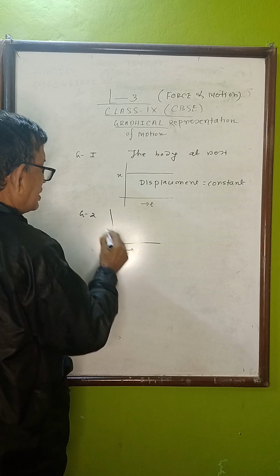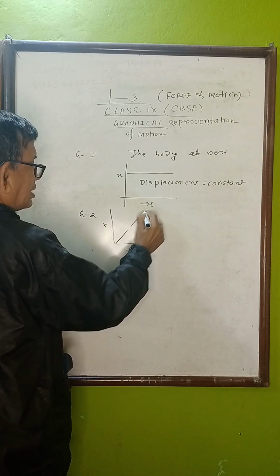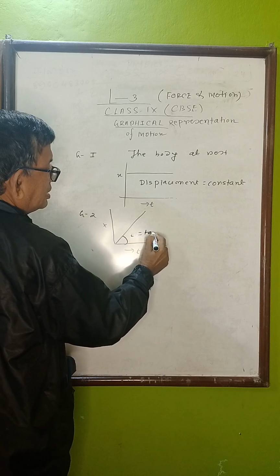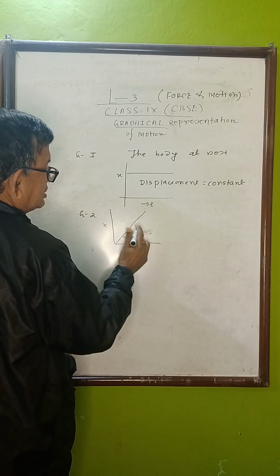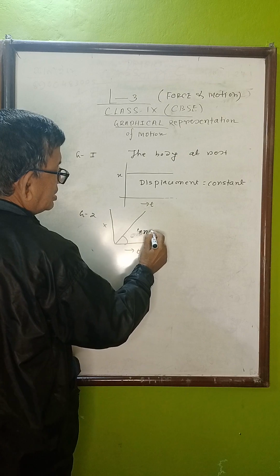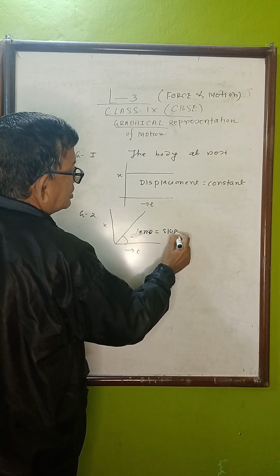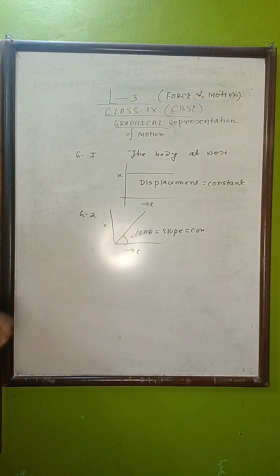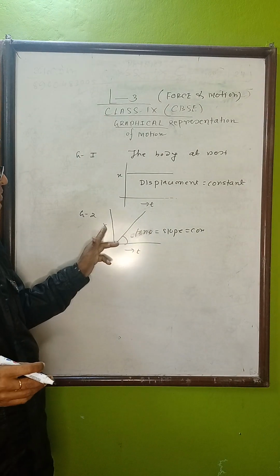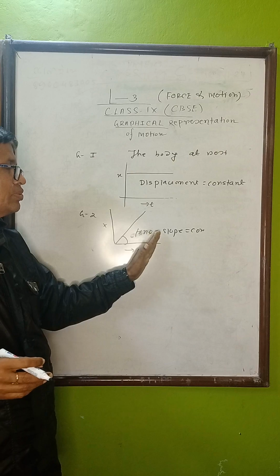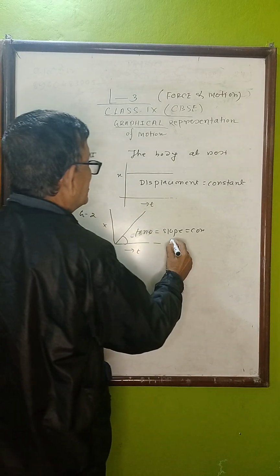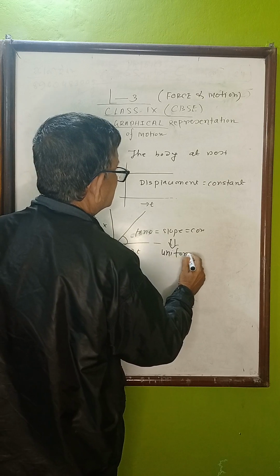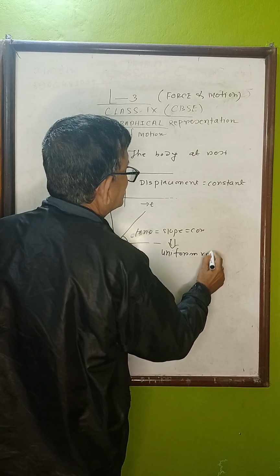Graph 2. If we plot time and displacement, now you see this is the slope, tan theta, and it is constant. If the slope of the displacement-time graph is constant, we say the body is moving with uniform velocity.